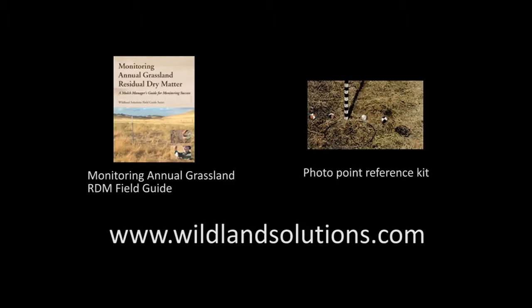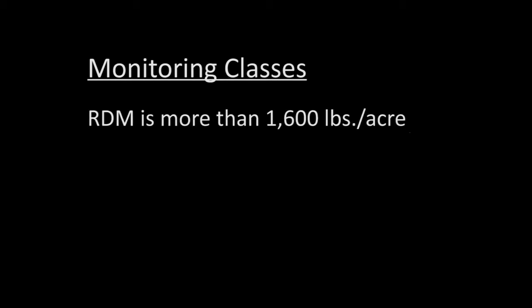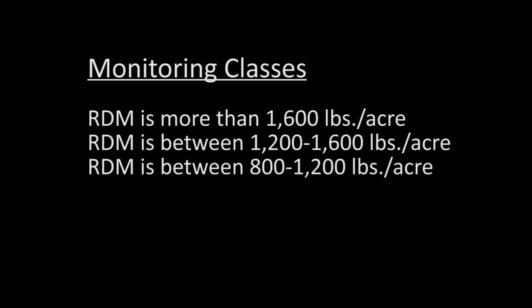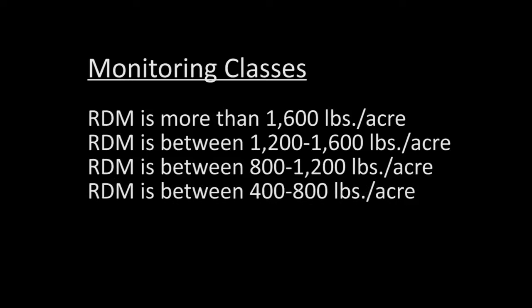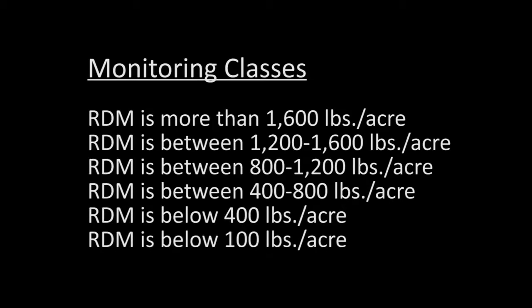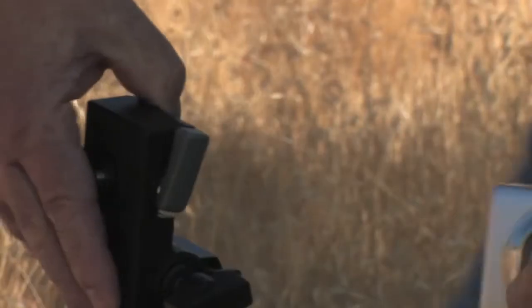Another excellent color set in booklet form is available from Keith Gunther's Wildland Solutions website. These standards show RDM classes for monitoring on a site producing RDM is more than 1,600 pounds per acre. RDM is between 1,200 and 1,600 pounds per acre. RDM is between 800 and 1,200 pounds per acre. RDM is between 400 and 800 pounds per acre. RDM is below 400 pounds per acre. RDM has been removed by fire and is below 100 pounds per acre.